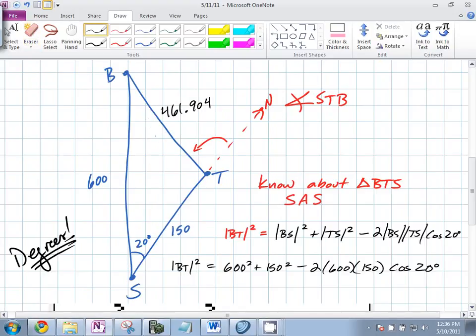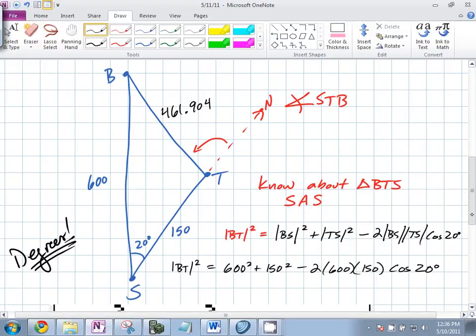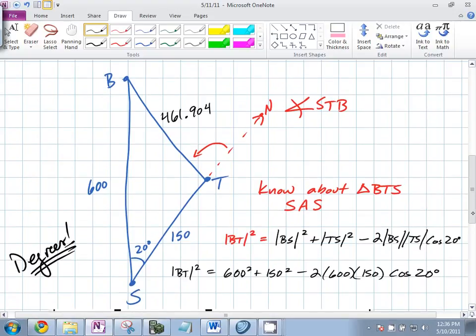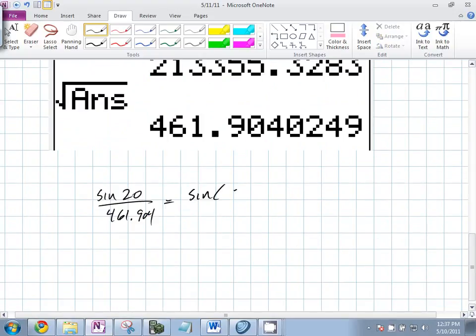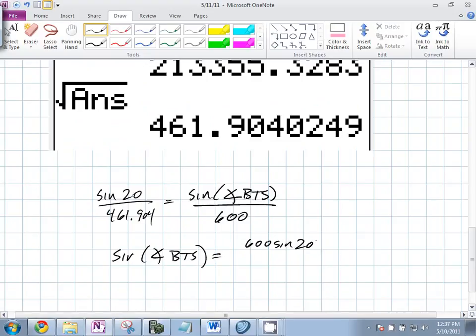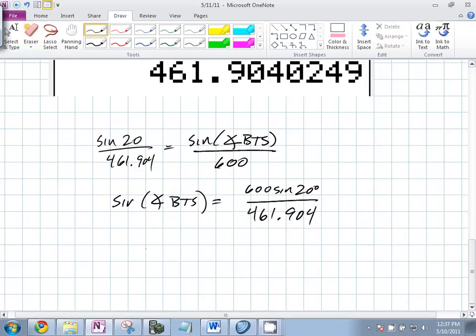Sine of what? Angle, which angle? BTS. Sine of angle BTS over what? 600. So you know that sine of angle BTS is equal to 600 sine 20 all over 461.904. So what do we have to do? We have to do sine inverse of that, right? So angle BTS is equal to sine inverse of this.